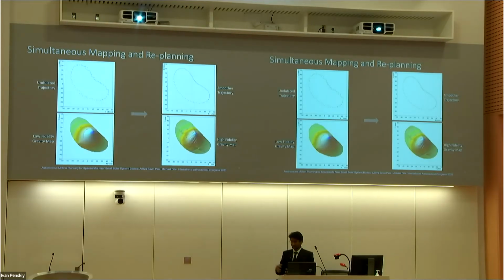The plots over here show that we moved from an undulated trajectory to a smoother trajectory, and simultaneously, the gravity map that we had as an initial estimate, which was quite low fidelity, by the end of the simulations, we were able to generate a gravity potential map, which accommodated the smaller forces, which usually cannot be observed from remote sensing observations from the Earth for such small bodies.